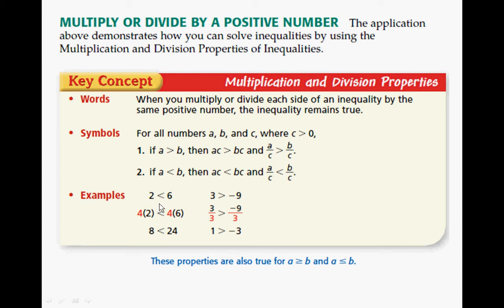In this case, 2 is less than 6. If you do 4 times 2, it's still going to be less than 6 times 4, because 8 is going to be less than 24. If you divide by a positive number, then 3 divided by 3 is 1, and negative 9 divided by 3 is negative 3, and 1 is still greater than negative 3. And the same thing, here in blue it says A is greater than or equal to B, and A is less than or equal to B. So it still holds true for that also.